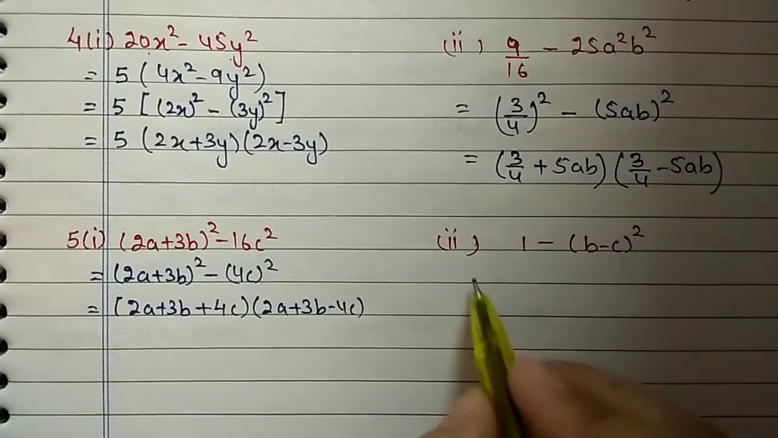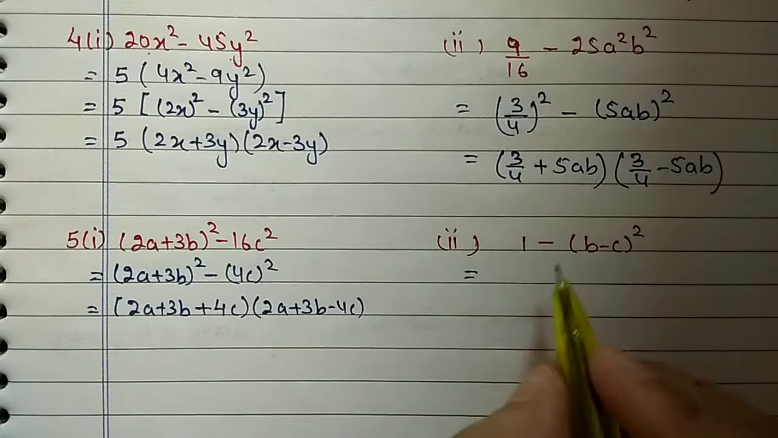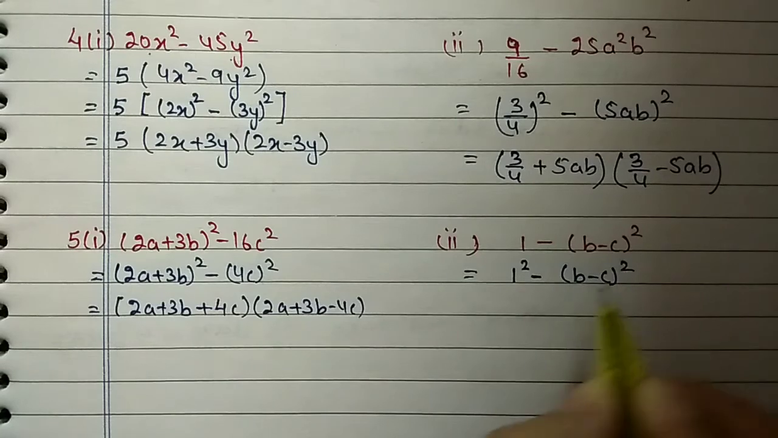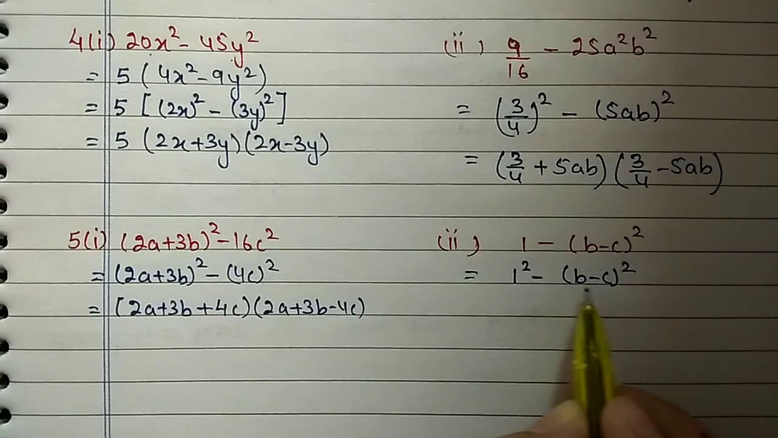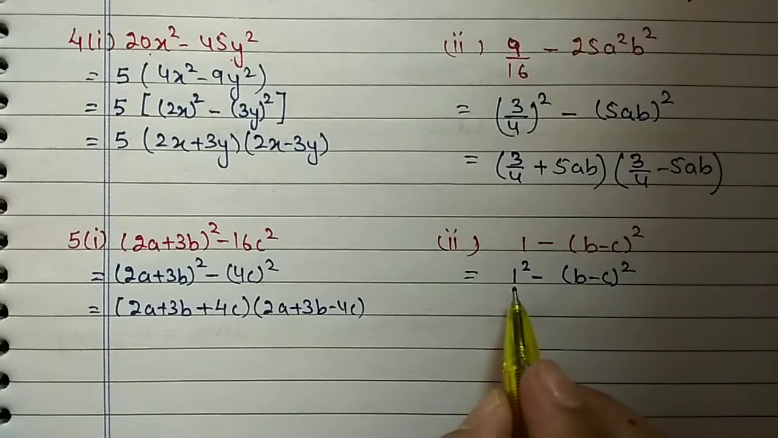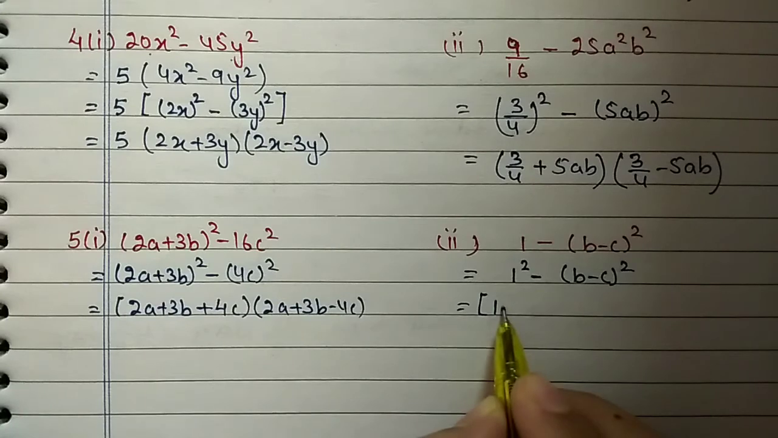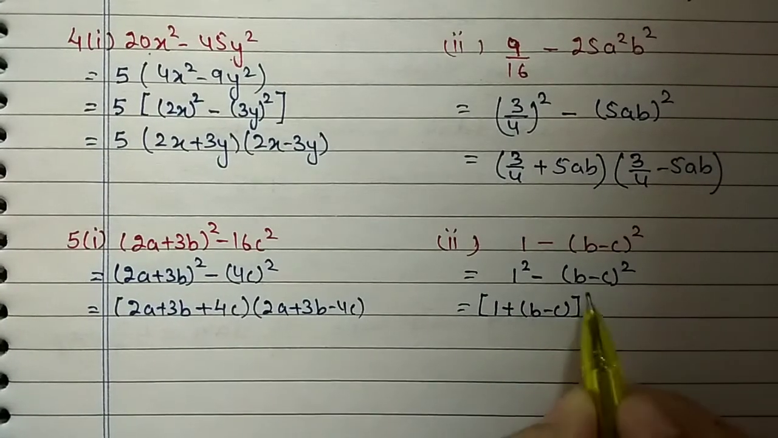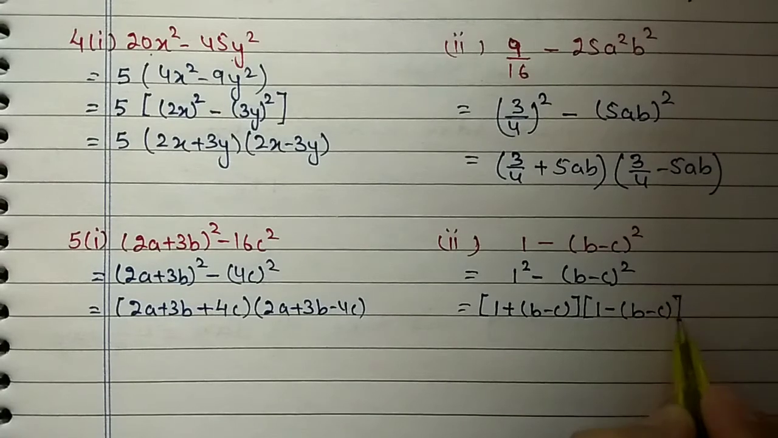Now second one, 1 minus (b minus c) whole square. So this one we can write as 1 square minus (b minus c) whole square. A square minus b square. This full bracket you have to treat as b square. So (a plus b), (a minus b). So a is 1 here and b is (b minus c). Keep in bracket always, and then second bracket will be a minus b, 1 minus (b minus c).